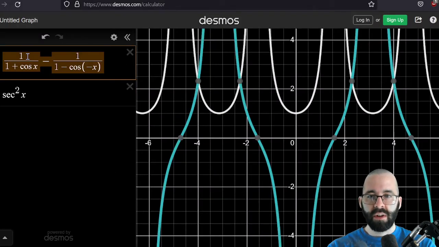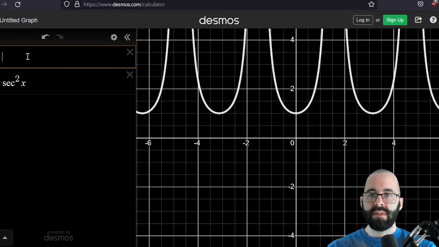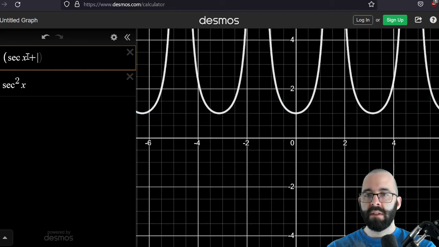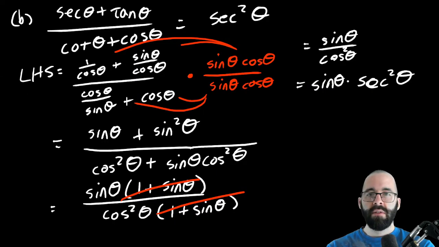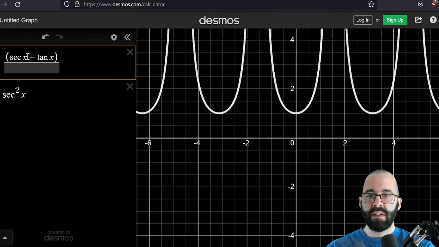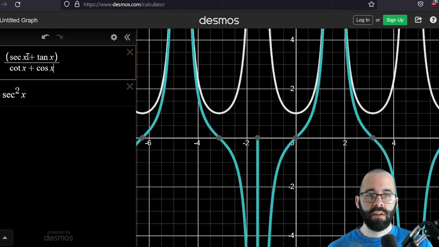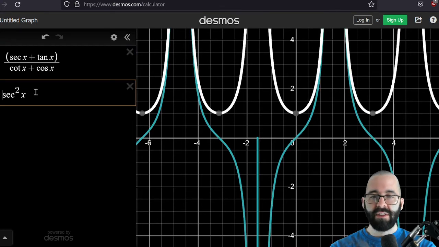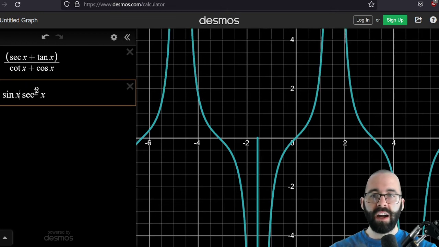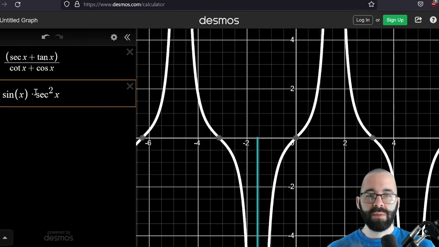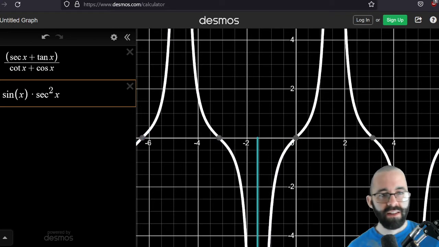The left-hand side is more complicated. It was secant plus tangent divided by cotangent plus cosine. They don't look like they're the same. What if we change the right-hand side? What if we change it to what we got? Sine of x times secant squared of x. Now they're basically the same thing.